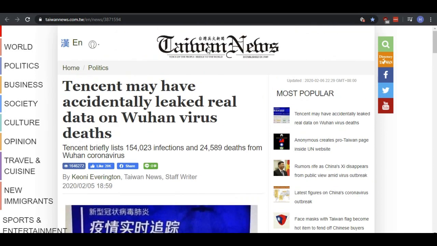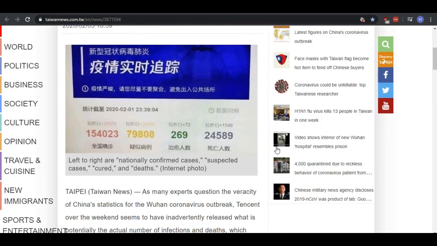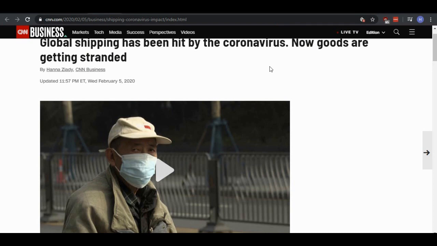So, take it with a grain of salt, but in all likelihood, China's lying to us, but by how much, we don't know. This number over here, we have no idea. Are they inflating the recovered cases? Who knows? I just wanted to touch on that real quick.